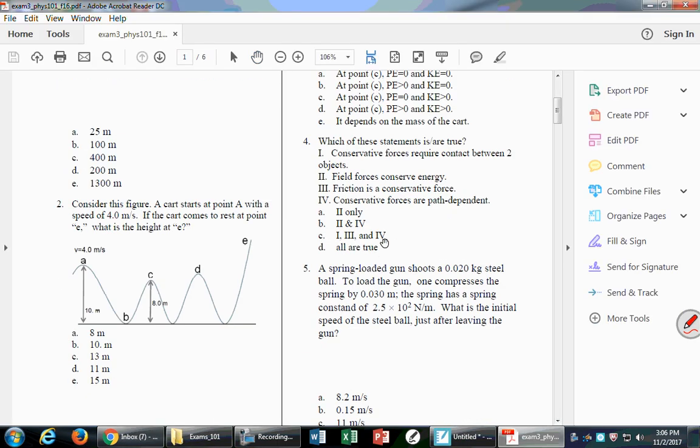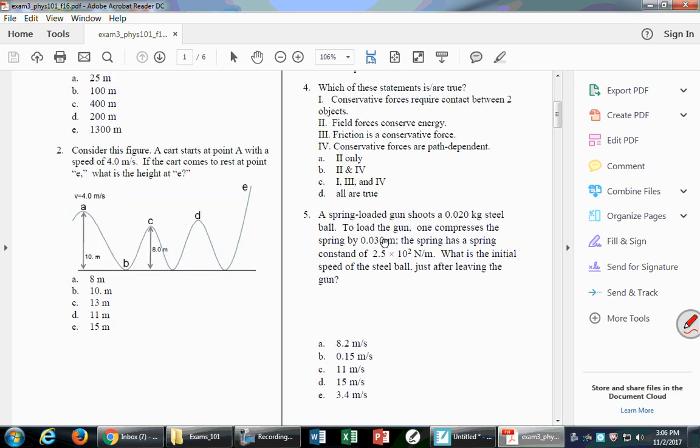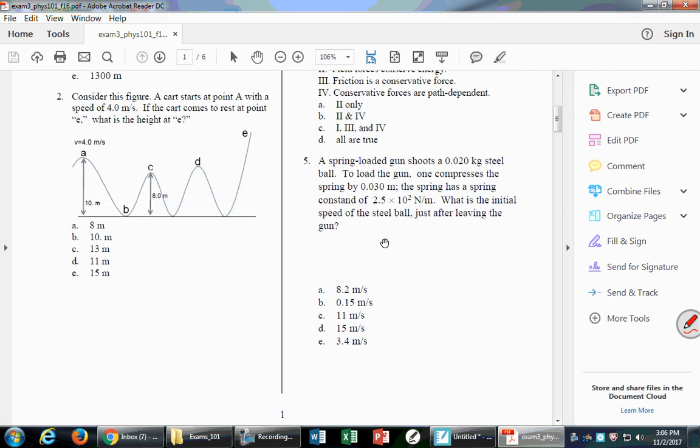I'm going to pull up this fall 16. So here is a good question number 2. And it might not be a roller coaster, but it'll be a similar situation where I have an object that's changing height and changing velocities. And so here I want to know what is the height at point E. And I'm told in the problem that it comes to rest. So over here that V is equal to 0.